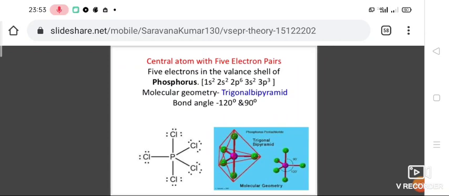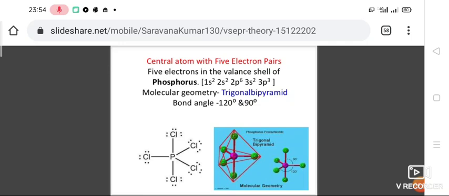What is the shape of phosphorus pentachloride? Phosphorus pentachloride shape is trigonal bipyramidal. How will you predict the shape? The number of electrons in the valence shell of phosphorus is 5. So how many electrons from the other 5 chlorine atoms? Each chlorine gives 1, so 5. So 5 belong to phosphorus and 5 belong to chlorine. Thus it has 10 electrons, so 5 pairs.